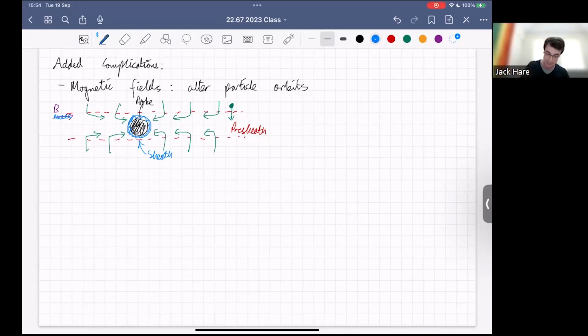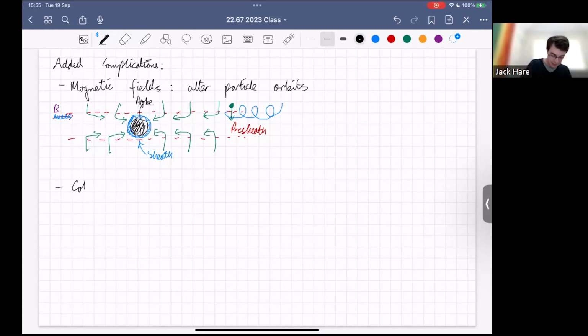Of course, if your magnetic fields are weaker, your particles are going to be doing things like this, where they spend some of their time inside the pre-sheath and some of the time outside. And then you have to start doing single particle orbit calculations to see how many particles hit your probe. And it becomes very complicated. So probes in magnetic fields are very hard, and people spend their whole careers trying to work on that.